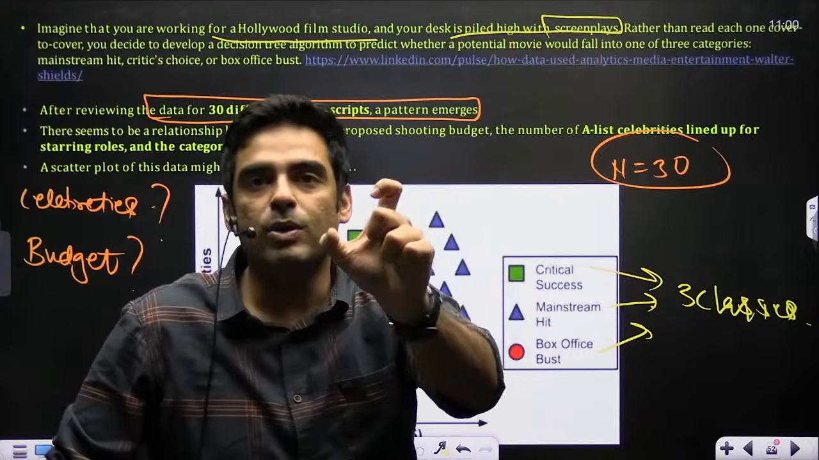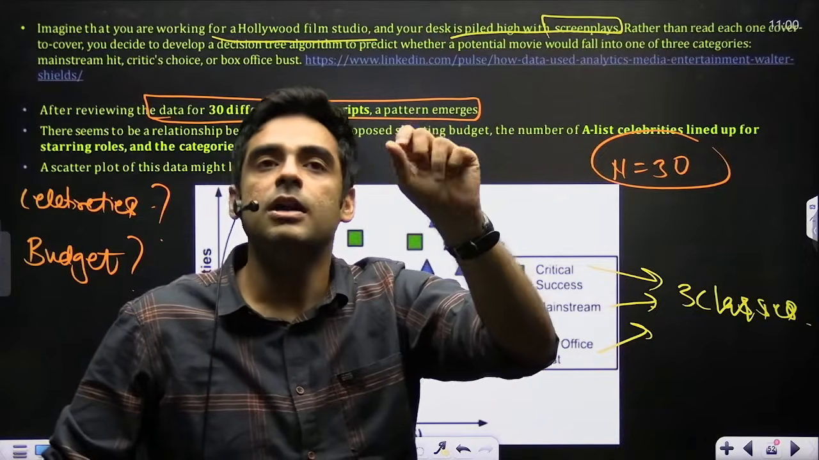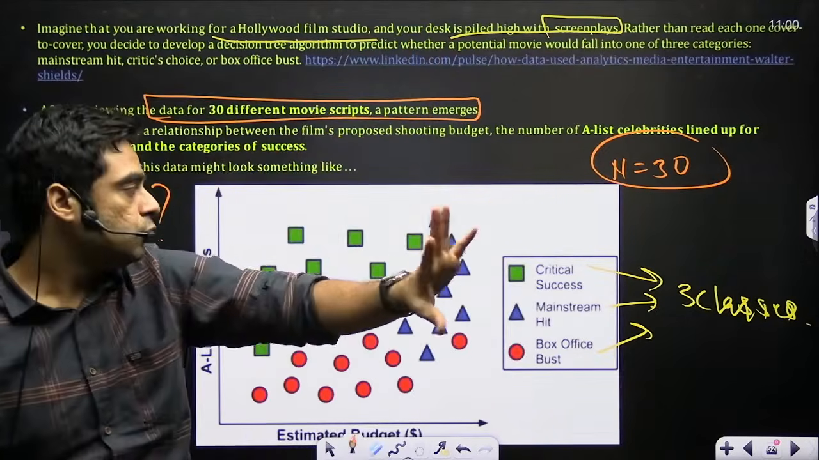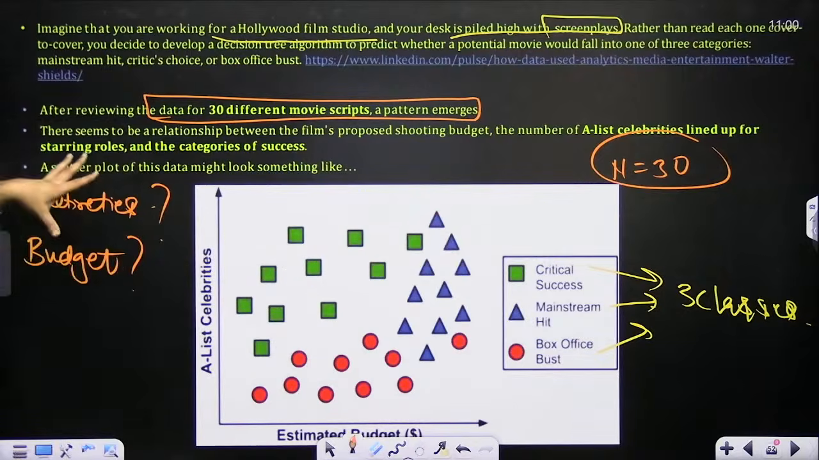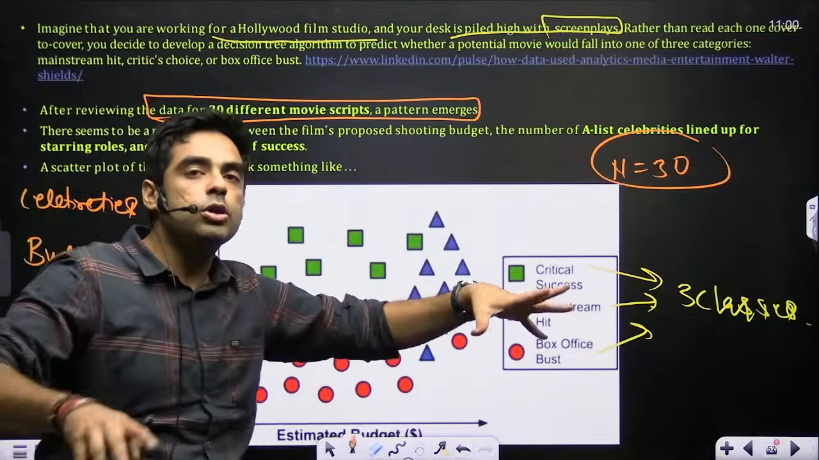Just try to understand this example. It is a very interesting example, you'll really understand it. So what should be the budget and which celebrities should I take so that my movie is a mainstream hit.